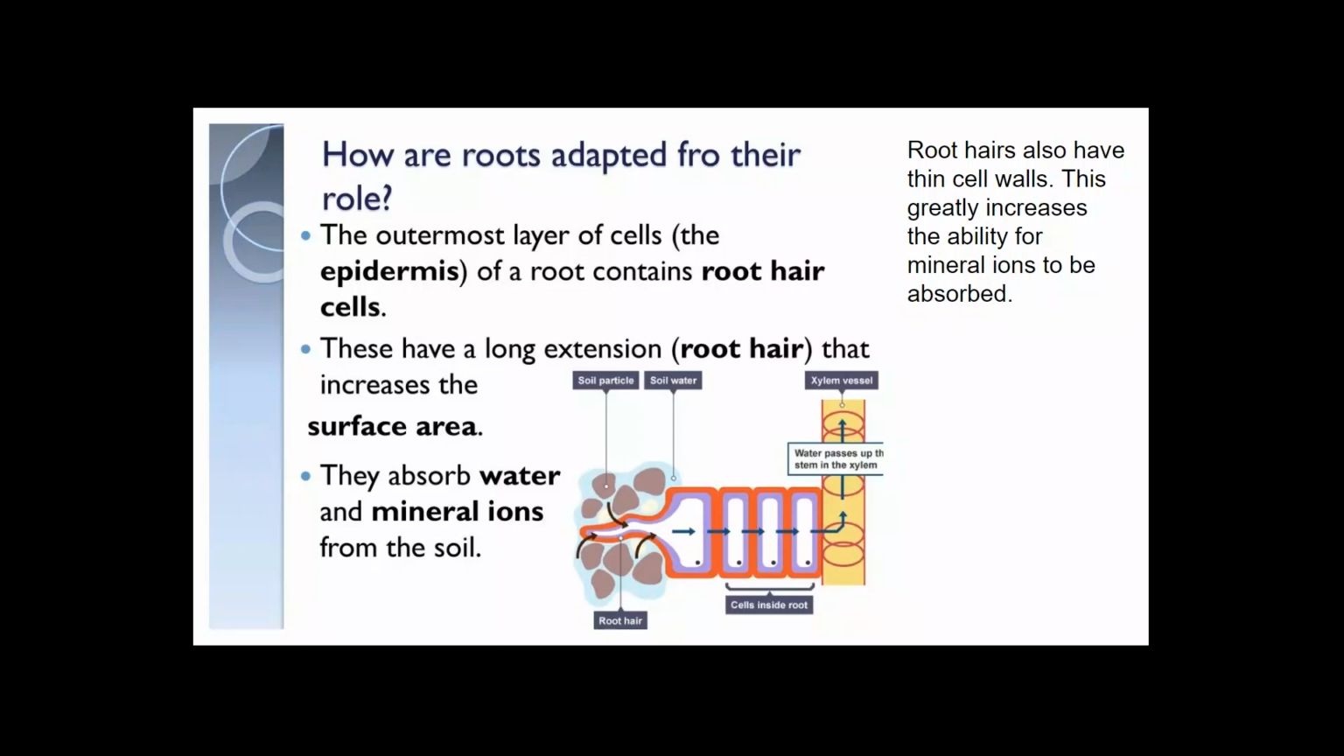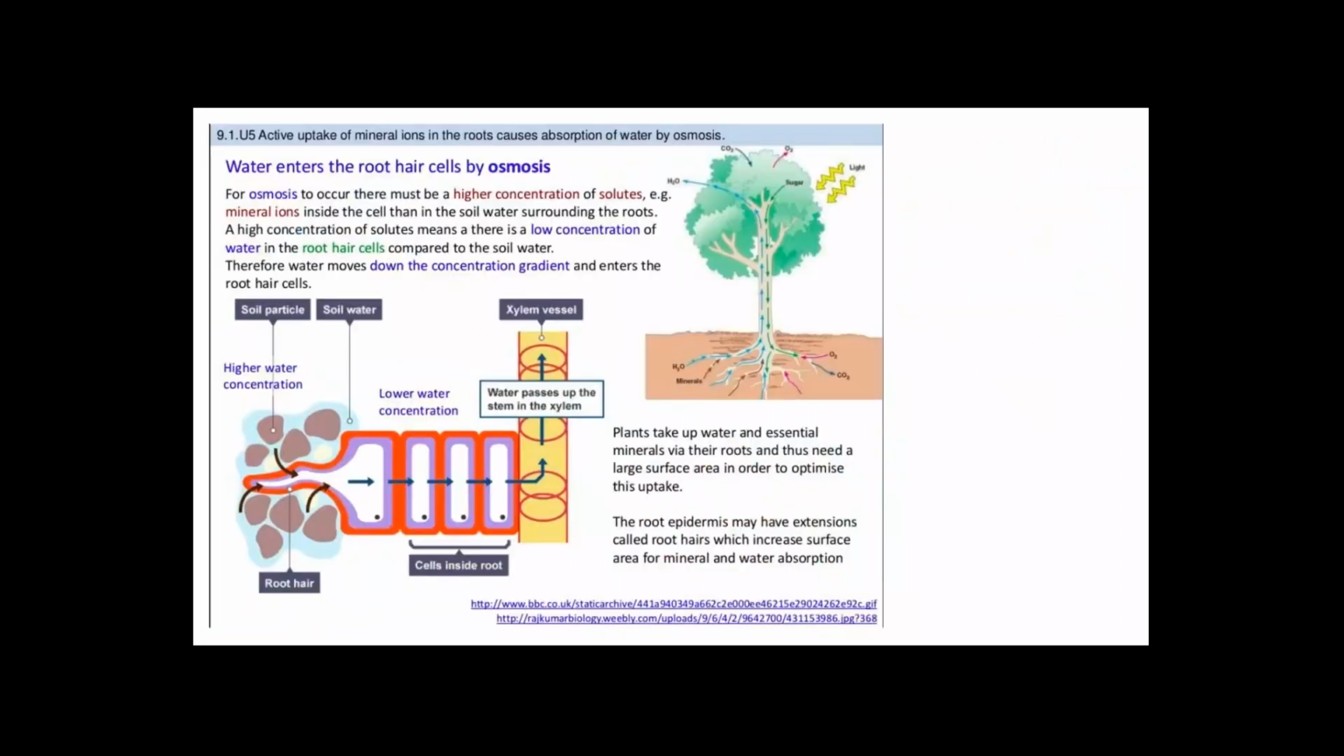Root hairs also have thin cell walls, and this greatly increases the ability of mineral ions to be absorbed. So where the root hairs are, the cell wall is thinner, and that's an important point. Then water enters the root hairs by osmosis.